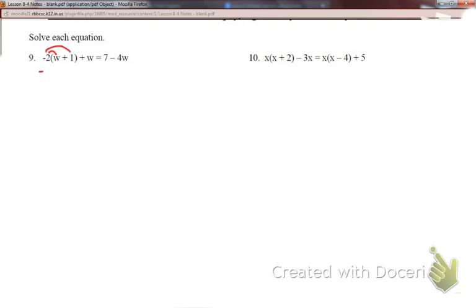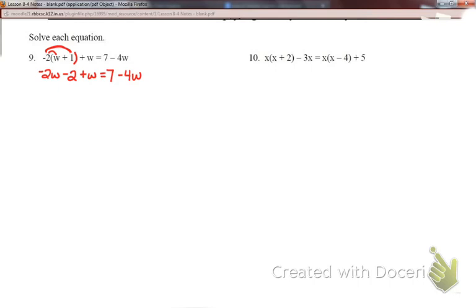So that'll give me a -2w. It'll also then give me a -2, because -2 times +1 is -2. The parentheses have ended, and so I'm done distributing. I just copy down everything else. Plus w equals 7 minus 4w. Okay, now the next thing to do is to clean up each side of the equation by combining like terms.